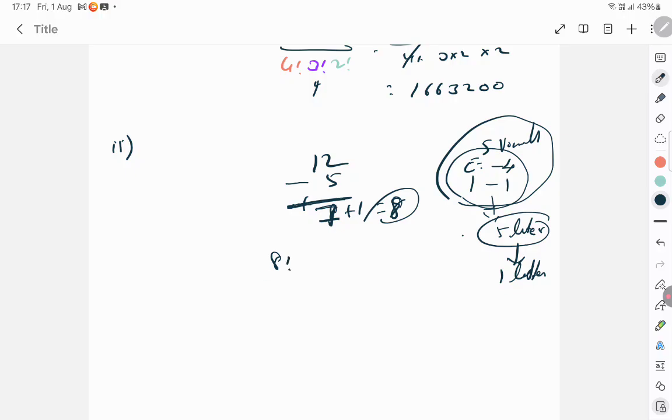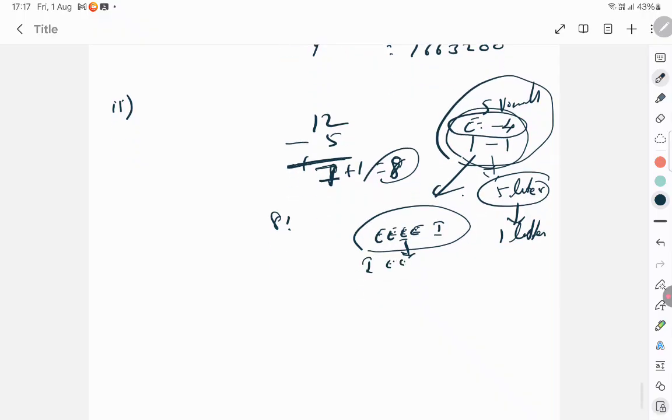Okay, that's done. But what about the vowels themselves getting juggled? 4 of these vowels are the same, correct? So it's E, E, E, E, and one I. How many juggling will be possible? The I can come here, the I can come here, and the E's can be elsewhere. So the I can shift its position in different ways, and the E's can get juggled like this.